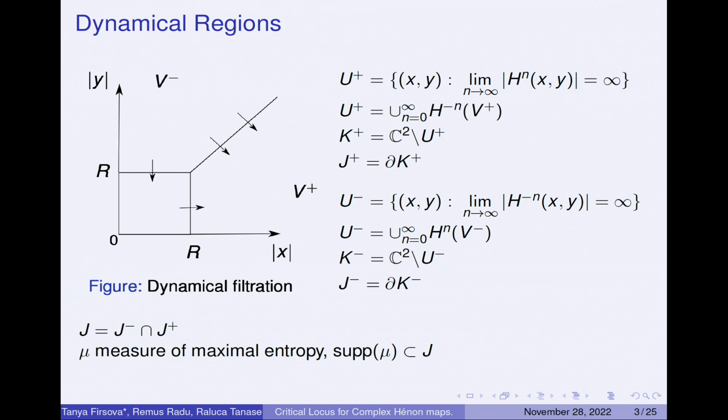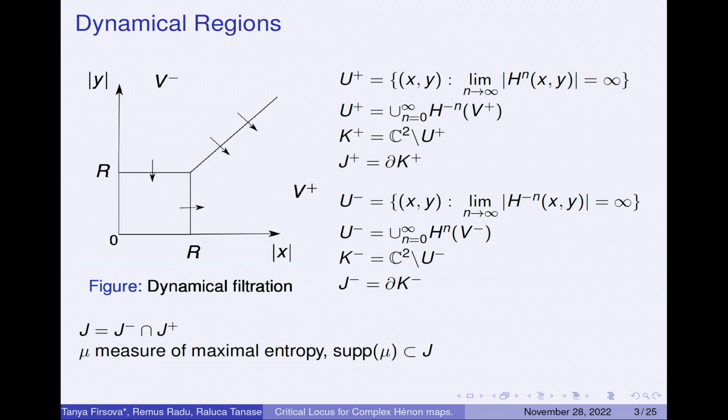So let me remind you the dynamical filtration for the Henon maps. If you take a Henon map, there exists R such that outside of the polydisk of radius R, when the absolute value of x is greater than the absolute value of y, we call this set V plus. When the absolute value of y is greater than the absolute value of x, we call this set V minus. All points from V plus go to infinity under the positive Henon map. And for V minus, all points go to infinity under the inverse. And in fact, V plus is a fundamental domain for the positive escape locus. If we define U plus to be the positive escape locus, then U plus is the union of inverse images of V plus.